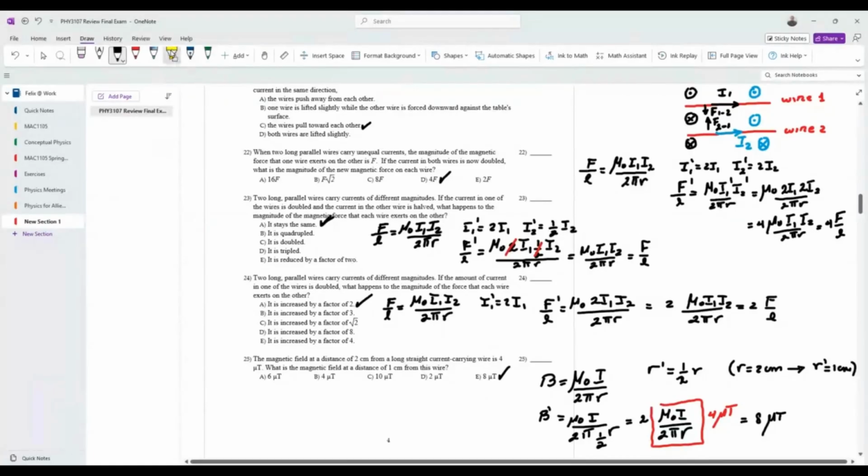Remember that here they give you the original value of the magnetic field, 4 microtesla. So this 4 microtesla is the value of this field. Now, when you say r prime is 1 over 2 r, and I find B prime, the new magnetic field, and I replace r by 1 over 2 r, I just flip this 1 over 2, it turns into 2, and 2 times 4 would be 8 microtesla.